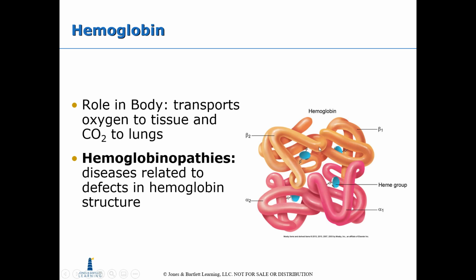Hemoglobin consists of 4 globin proteins, 4 main subunits. At the center of each one of those globin proteins is a heme group, and at the center of the heme group is the iron molecule. Iron is able to bond to oxygen, and that's how oxygen is transported through the blood. Hemoglobinopathies are diseases that are related to defects in hemoglobin structure.